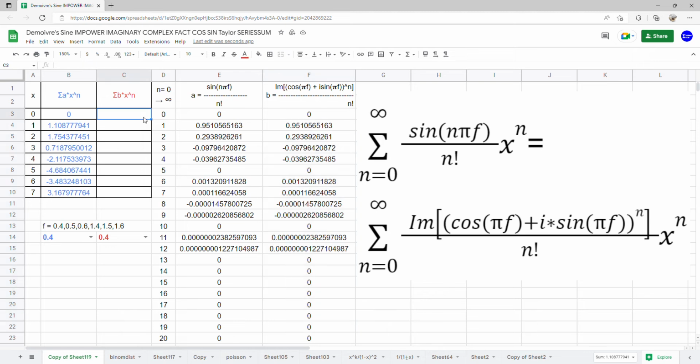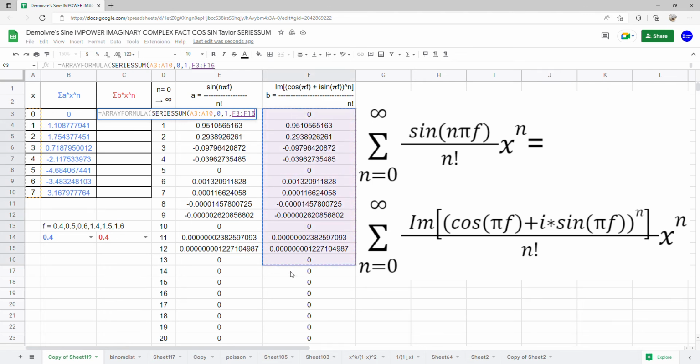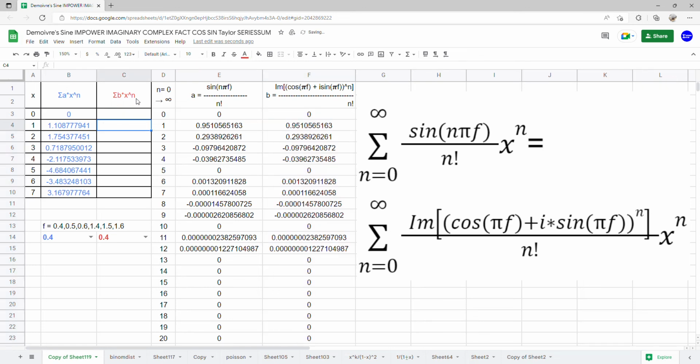Now we continue with the Taylor series expansion of the DeMoivre's sine. So array formula, series sum of the x values raised to the power n, where n starts from 0, incremented by 1. And the coefficient will be this range, that's our b. That's summation of b times x to the power n. So we are using b coefficients.